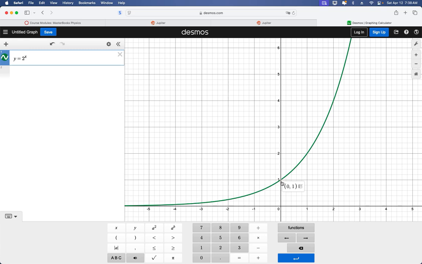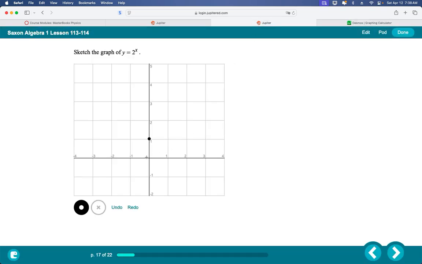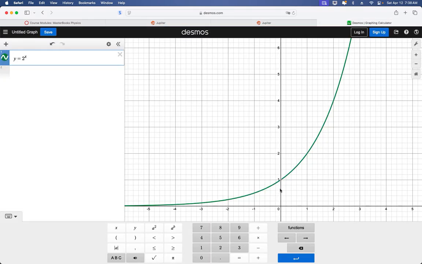So again, it crosses through 0, 1. Most of them are going to cross through 0, 1. The main thing we're looking for whenever we grade these is that they're crossing at the 1, that they're open in the right direction, and that they're hitting that other point. Here, that other point that we're looking for where it crosses is at 1, 2. You see that's where it's hitting that mark right there. So 2 on the y-axis, 1 on the x-axis.